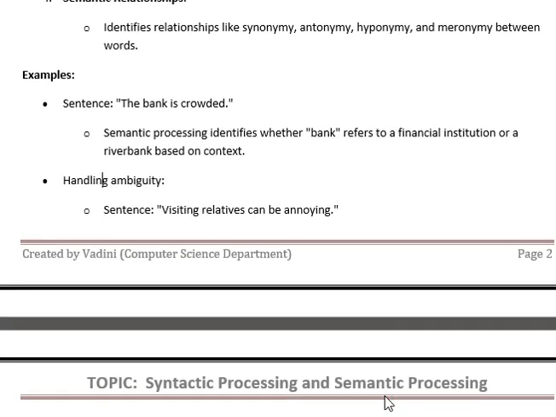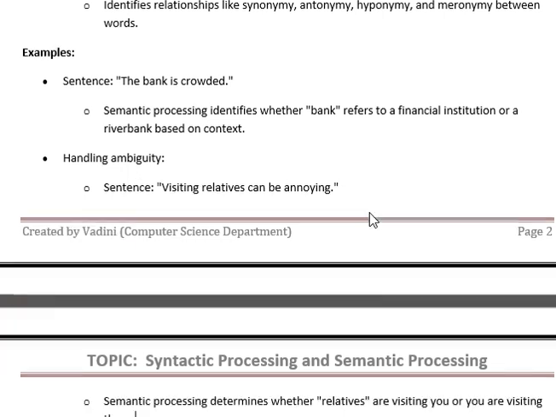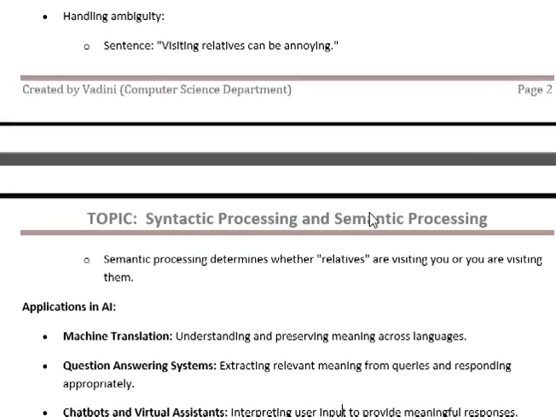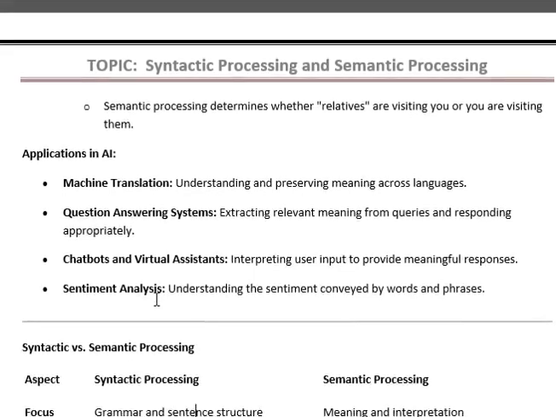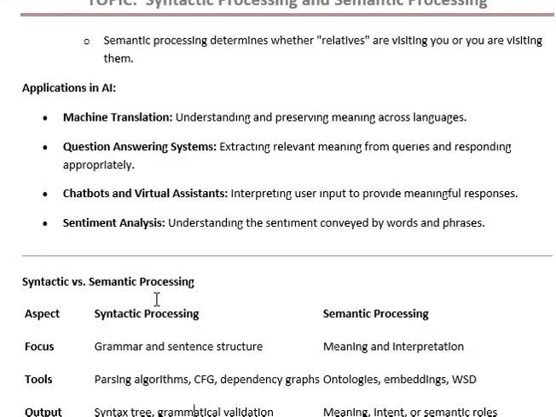Examples: in the sentence "the bank is crowded," semantic processing identifies whether bank refers to a financial institution or a riverbank based on the context. Handling ambiguity, for example, "visiting relatives can be annoying." Semantic processing determines whether relatives are visiting you or you are visiting them. So it is cleared in semantic processing.